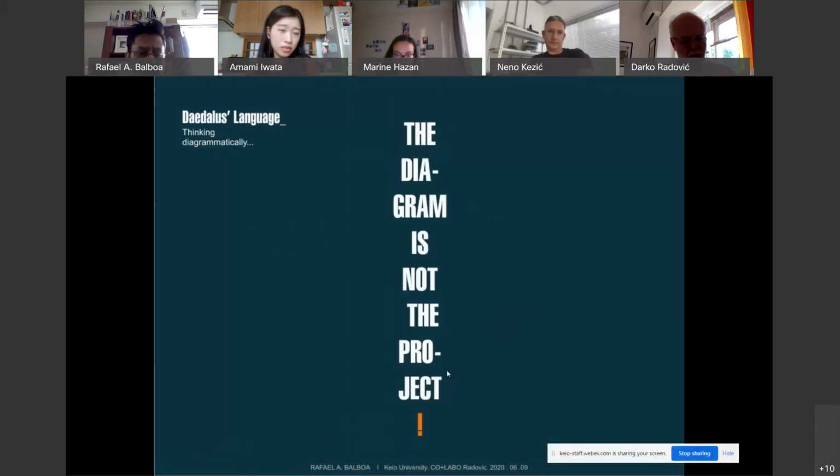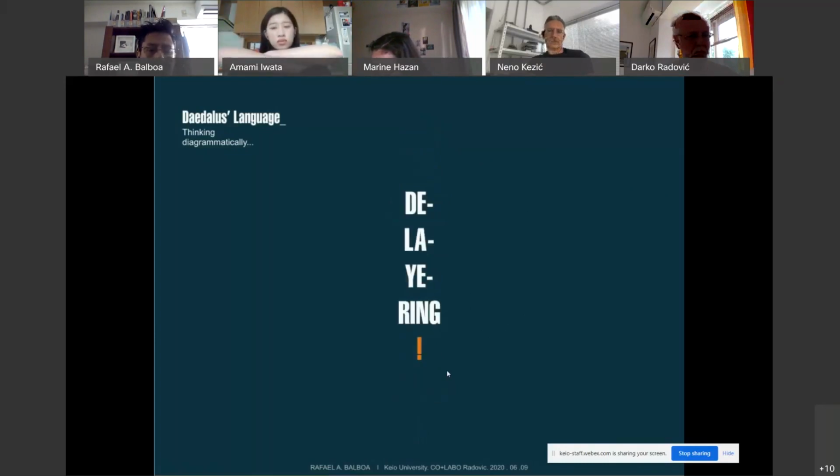So one of the ideas that I want to point out here is that the diagram is not the project. As I was saying, the diagram is only one of the many components that you use as a tool to present some ideas. And it's also important to understand the idea of delayering. I guess we all understand what it is, but it's basically to mince the information and present it in the most simplistic and intelligible way for the people who are going to receive this information.